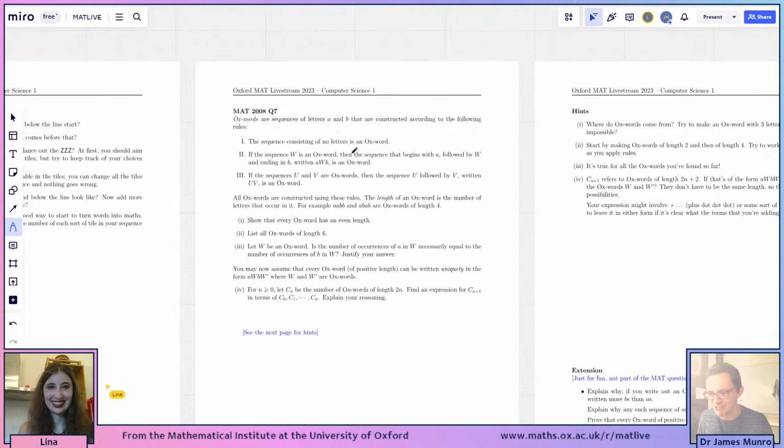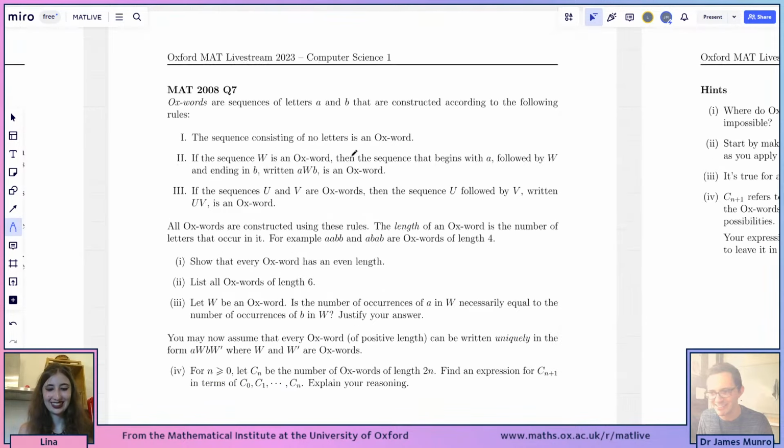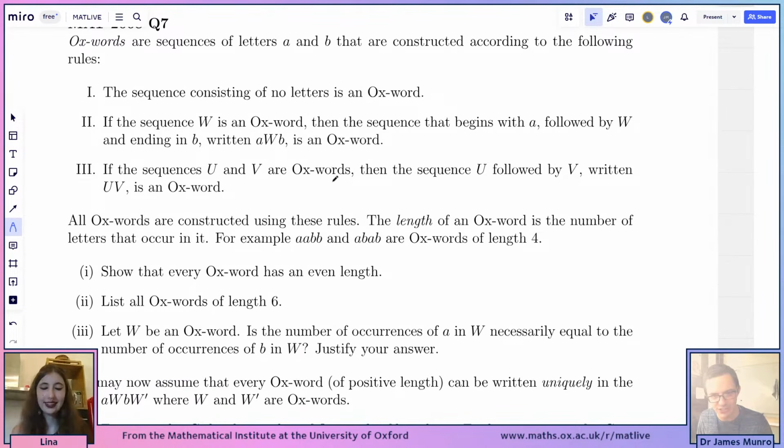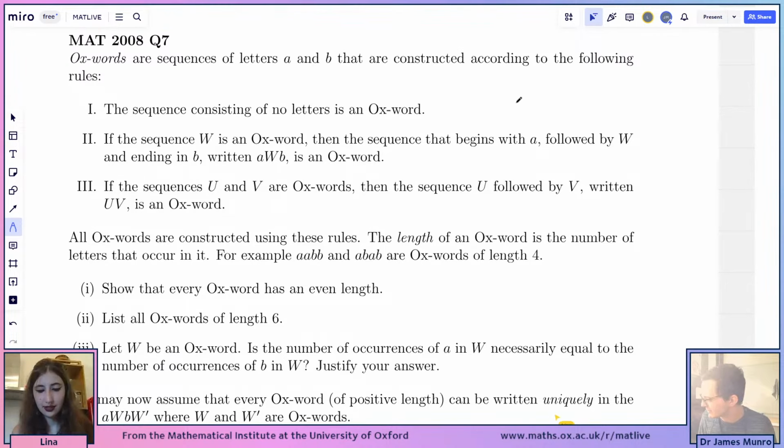But first I'm going to introduce you to the concept of an Oxword. That's right. Oxwords are constructed following rules. It's a very computer science way of defining things, I think. Also, mathematicians like defining things like this sometimes as well. If you've met induction, you know about doing things one at a time. So, Oxwords. First one I want to tell you about is the word with no letters in it, and that's an Oxword, I guess. And you're allowed to make new Oxwords by sticking an A on the front and a B on the end of an existing Oxword, or by gluing 2 Oxwords together, and that's how you build Oxwords.